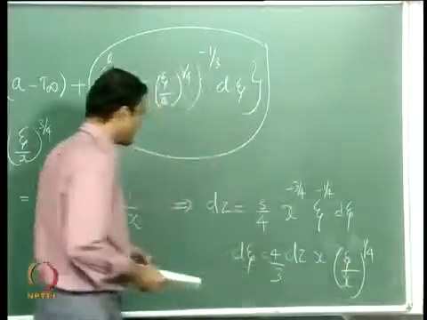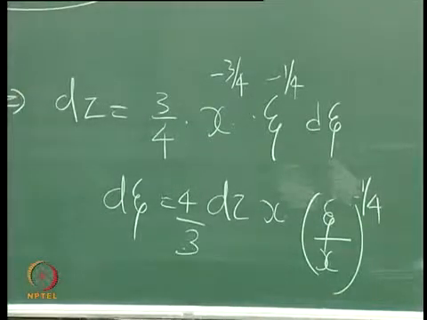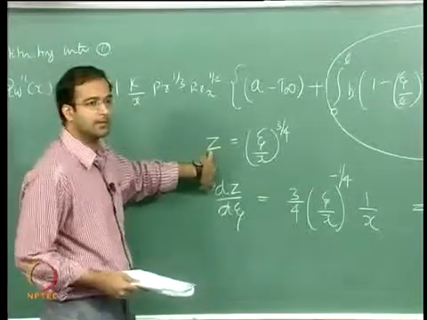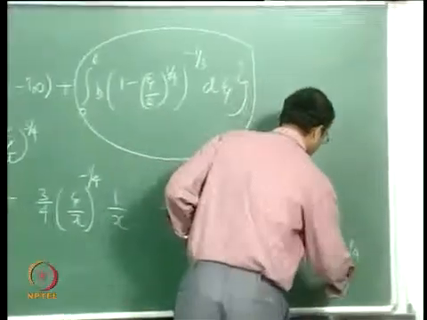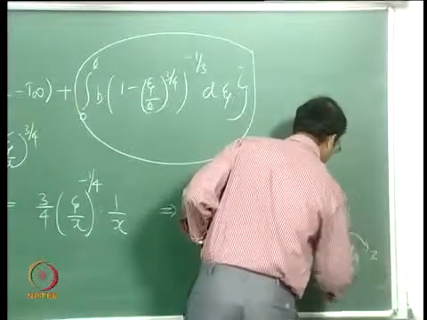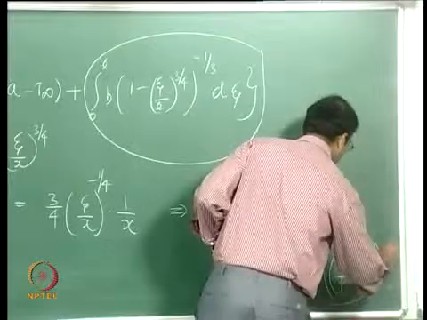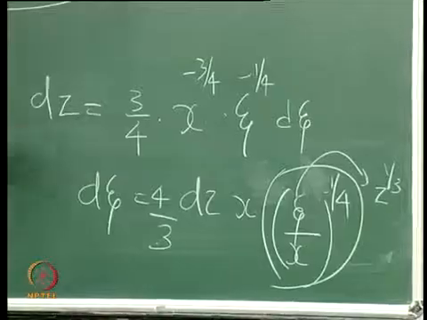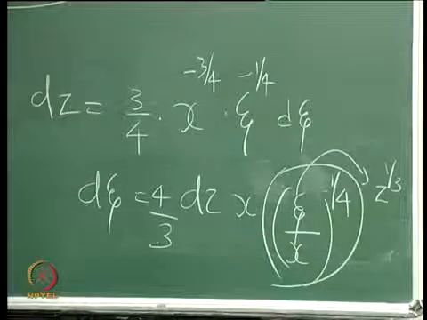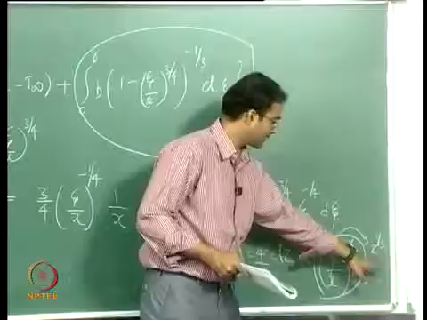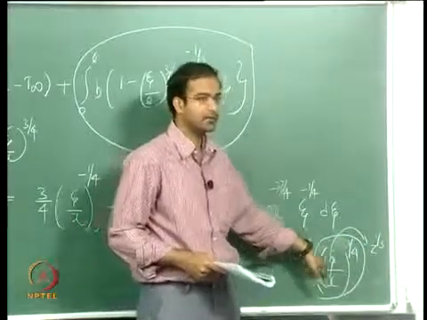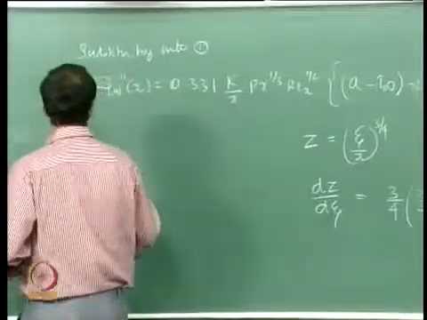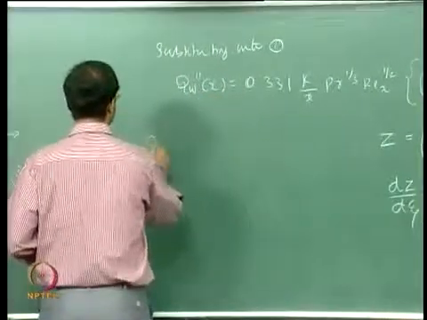So now zeta by x to the power 1 by 4 is nothing but z to the power 1 by 3. So I can rewrite this entire thing as z to the power 1/3. What I am doing is transforming all my variables from the zeta plane to the z plane. So wherever I have z, that also I have to include.